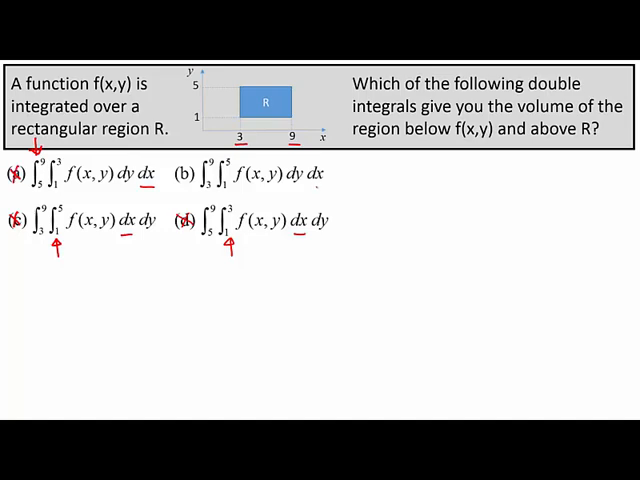And for B, dx is here, so that means that the outer integration limits are for x, and we notice that these are the correct values of the limits for R. So let us check if this is indeed the case for y as well. So for y, the y values run from 1 to 5, and that means that the inner integration limits should run from 1 to 5 as well, and we see that that is truly the case, and therefore B is our correct answer.